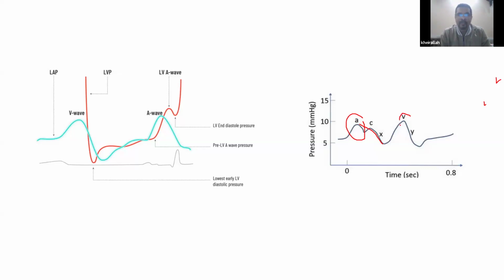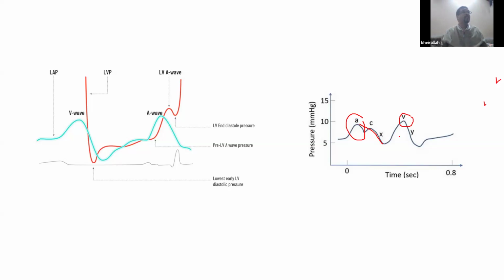Now, what is V? During V, again, volume accumulation in the atrium. Exactly, yes. But now the venous return is coming. So after the left atrium relaxes, it gets blood in, and getting blood in is going to increase the pressure. So the V wave is the venous return that comes to the left or right atrium. It comes to the left atrium through what?